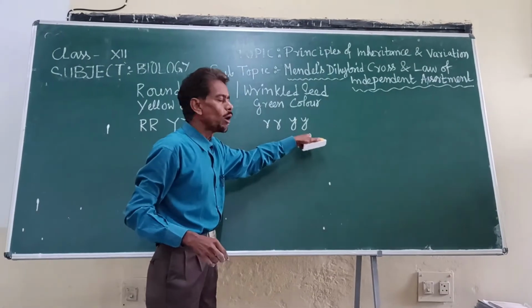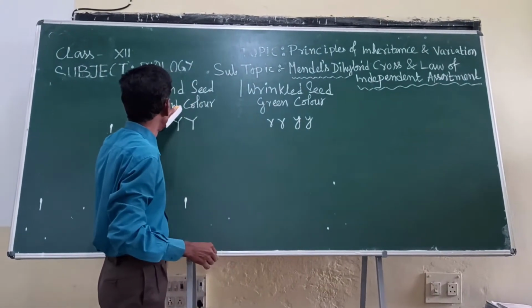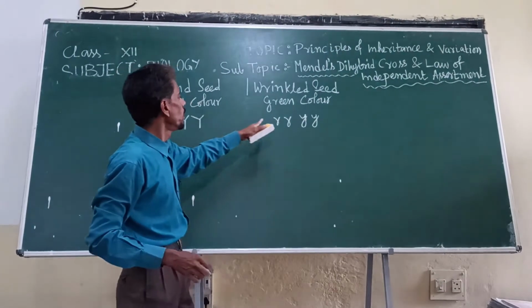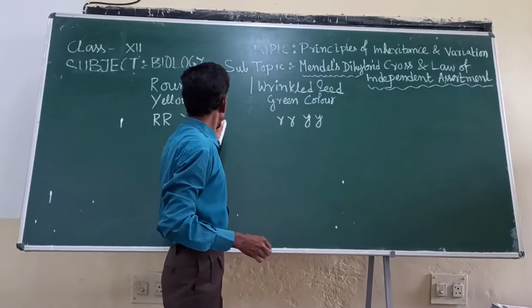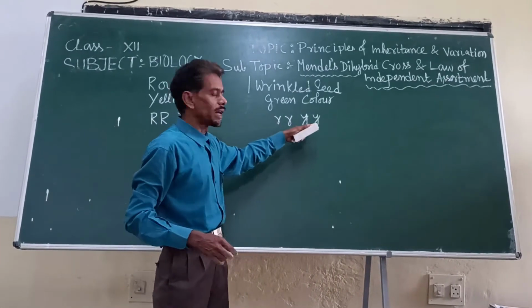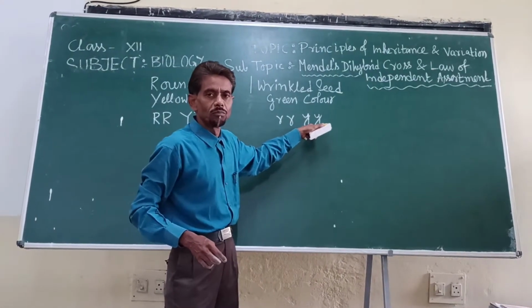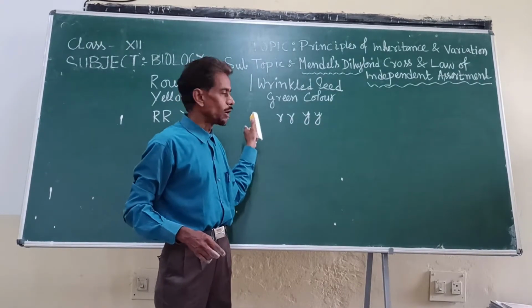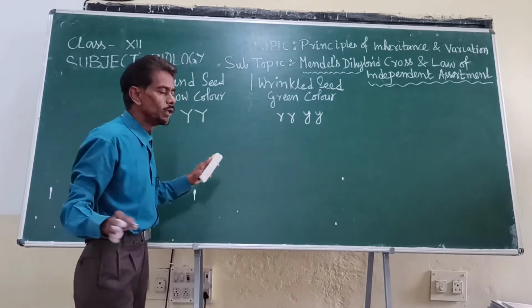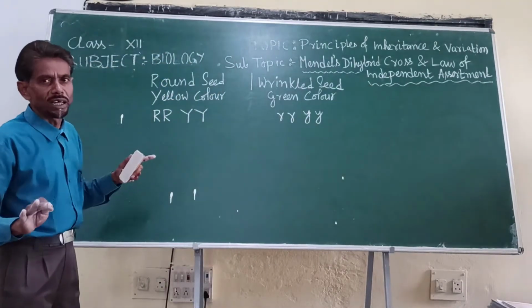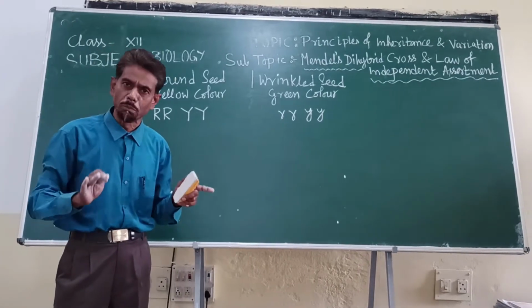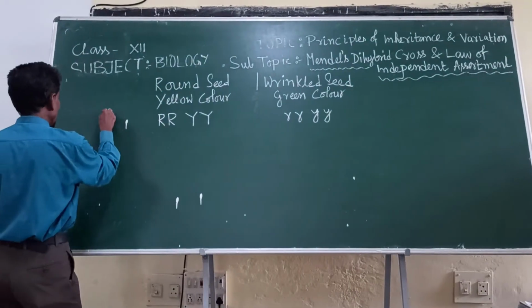Why are we writing small y? Because we have represented the dominant character yellow by capital Y. So the recessive character is represented by the small alphabet of this capital Y, that is small y. Is that clear to you? So two pairs of contrasting characters we are taking into consideration for the crossbreeding. So these are the pairs.